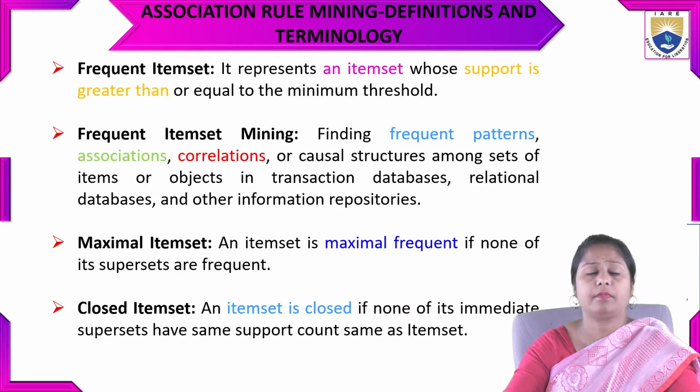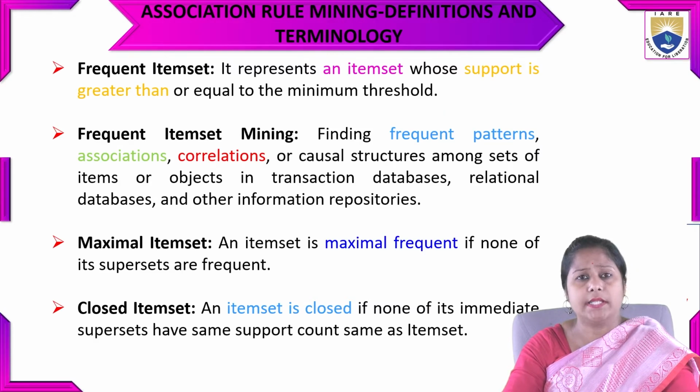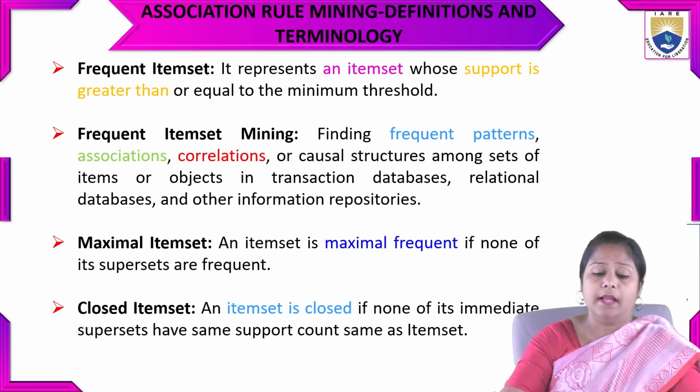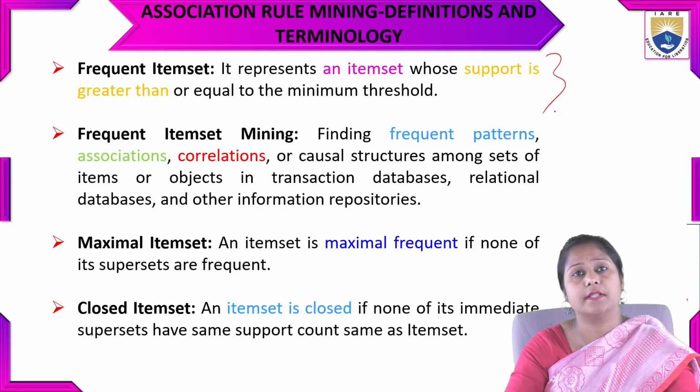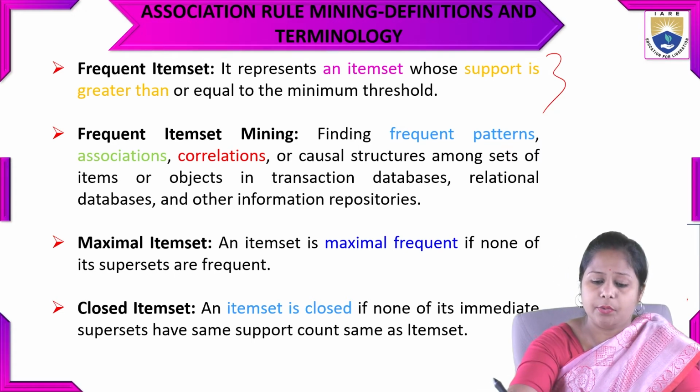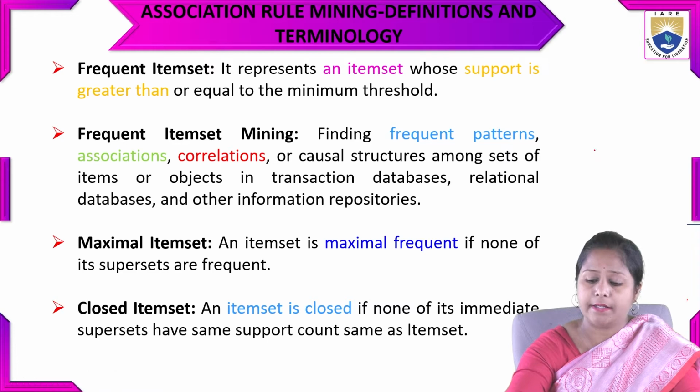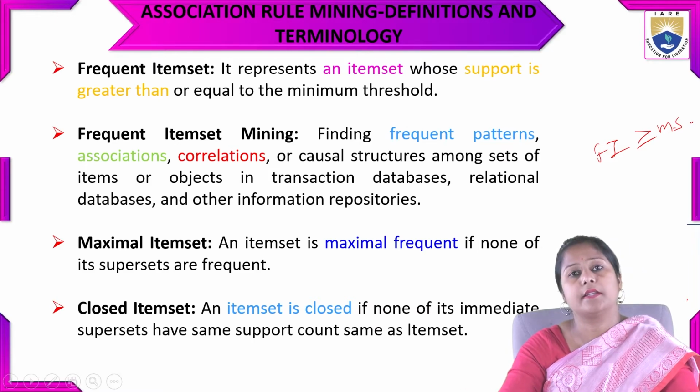Now these are the important terminologies related to association rule mining. Frequent item set. What is a frequent item set? It represents the item set whose support is greater than or equal to the minimum threshold. So a frequent item set has support greater than or equal to the minimum support.